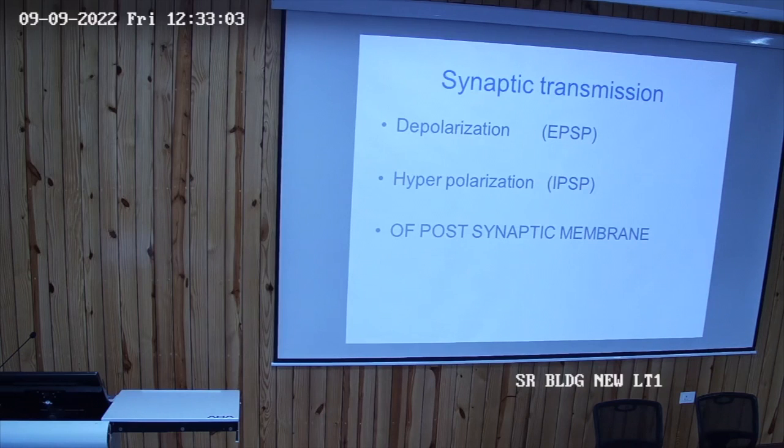So if the excitability of the cell is decreased, then it is also a kind of inhibition. ठीक है? So hyperpolarization can be there. IPSP, inhibitory postsynaptic potential of the postsynaptic membrane.